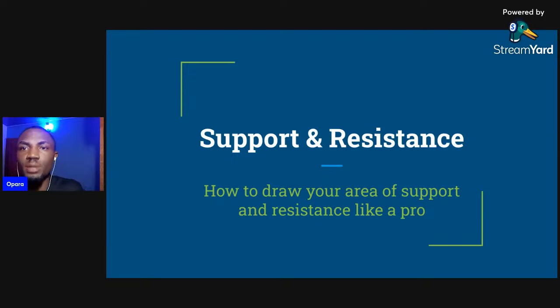Okay, welcome to this module where we're going to be talking about support and resistance. You're going to be learning how to draw your areas of support and resistance like a pro. In fact, let me summarize it: how to become an effective trader by leveraging the concept of support and resistance.